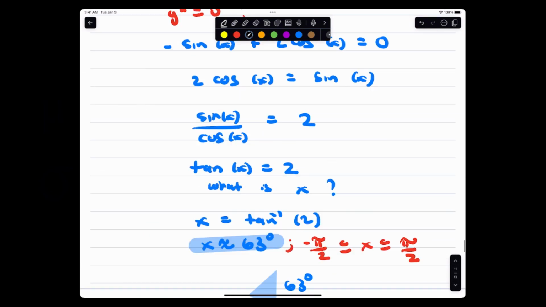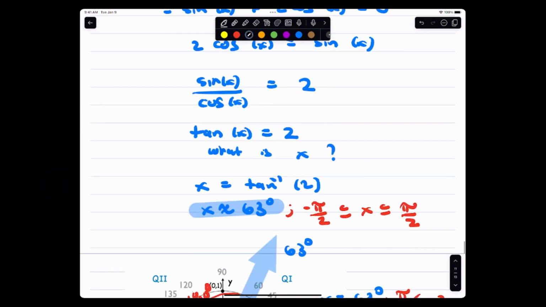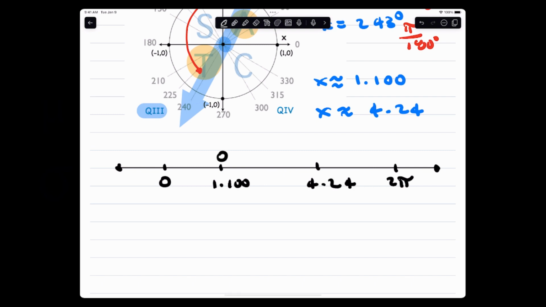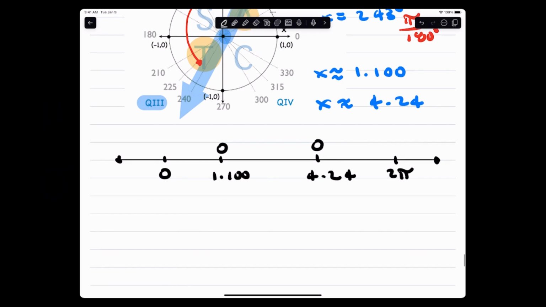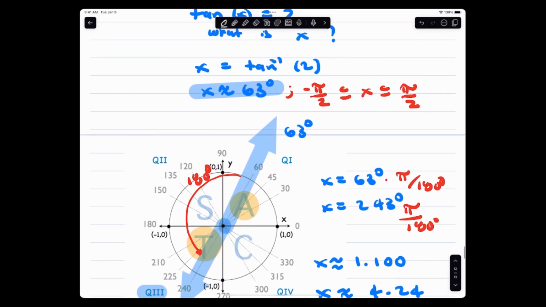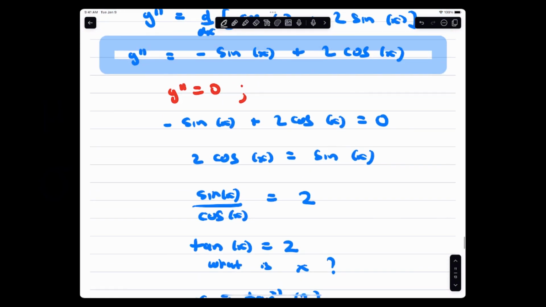You say, how do we know? Because that was the original function, 0 to 2 pi. So, all right, the second derivative now, 1.10, 4.24, you have a 0 for that second derivative, right? Your second derivative is negative sine plus 2 cosine.